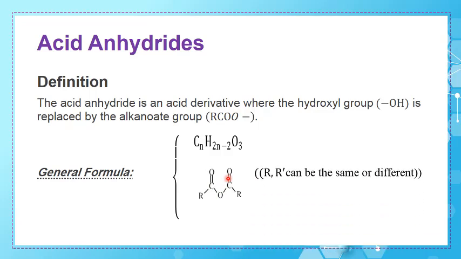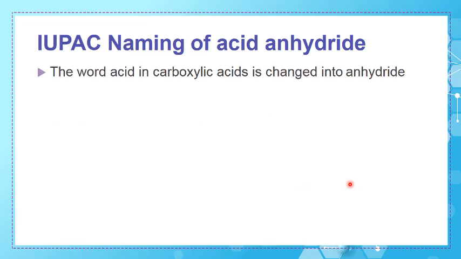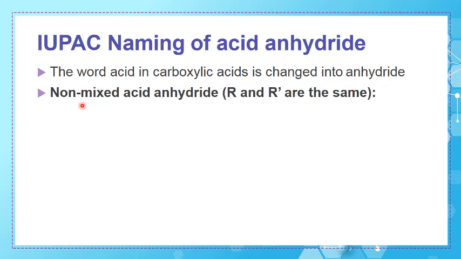Now, just one remark: R and R prime here can be the same or can be different. How to name acid anhydrides according to IUPAC? Here it's simple. The word acid in carboxylic acids is simply changed into anhydride. Now we have to consider first of all something called non-mixed acid anhydride. What does this word mean? It means that R and R prime in the molecule of acid anhydride are the same.